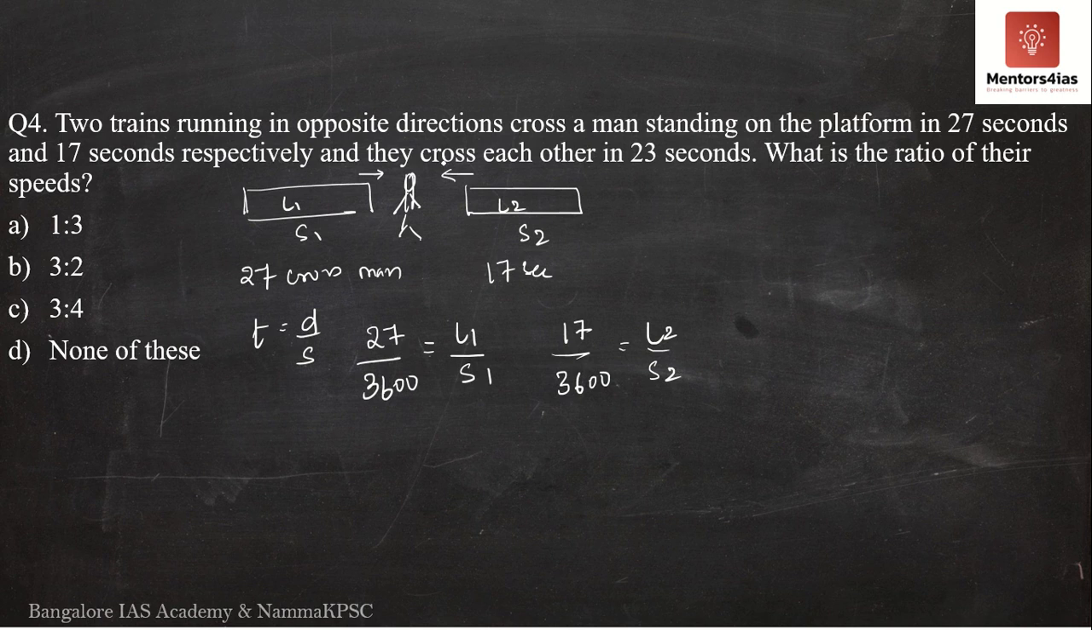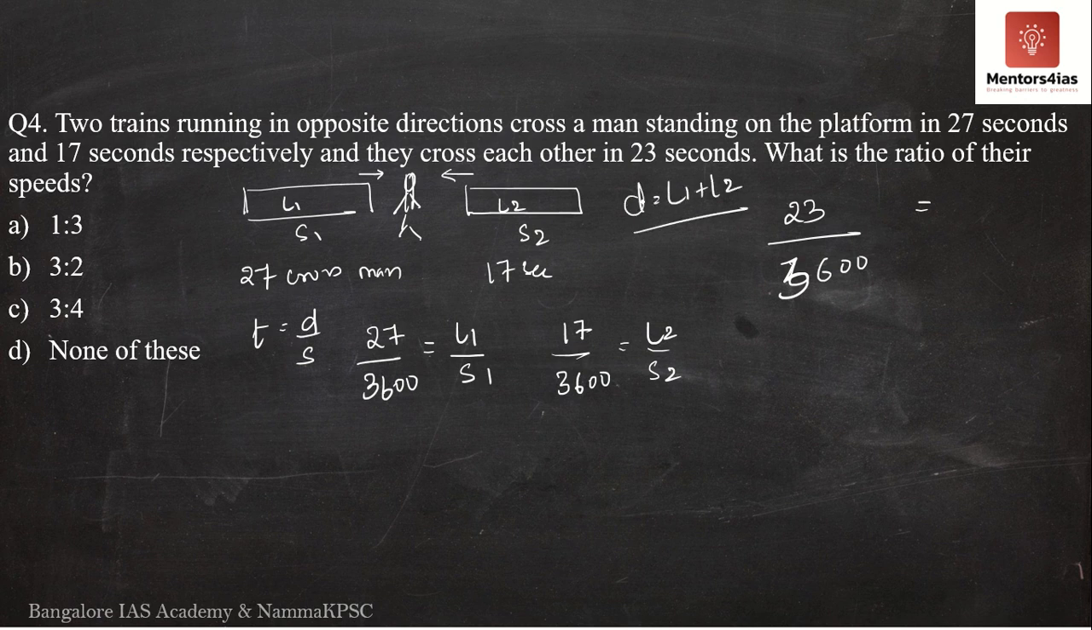Then the question further says, the two trains will cross each other in 23 seconds. Now, this is a situation where two entities are moving in opposite direction. Therefore, again, time is equal to distance by speed, where 23 by 3600 is equal to distance by speed. Where distance is what? Here, the distance traveled is nothing but the total length of both the trains. Therefore, distance is equal to L1 plus L2.